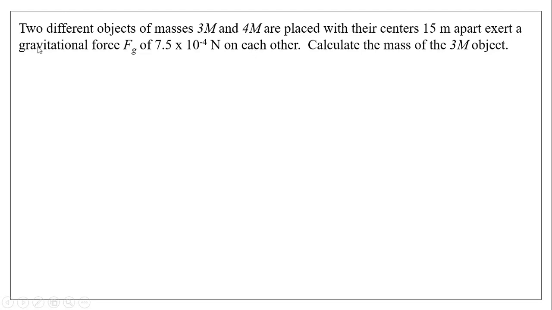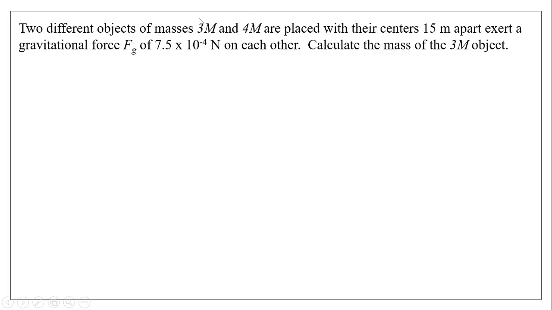Right, so here we have two different objects of masses 3m and 4m placed with their centers 15 meters apart, and they exert a gravitational force of 7.5 times 10 to the negative 4 newtons on each other. And it wants us to calculate the mass of the 3m object.